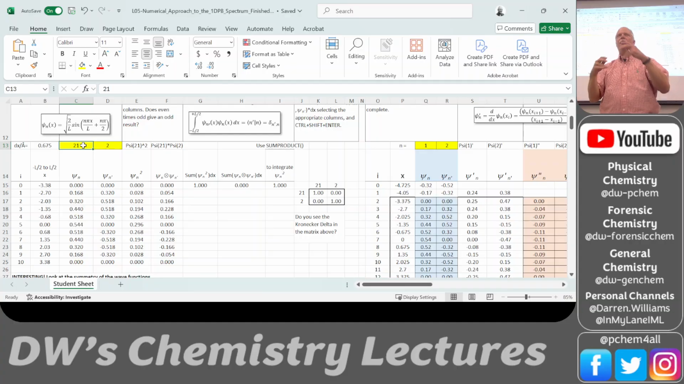Y'all are going to be doing a pretty high resolution, 100 data points in your box. Your box is going to be 100, not 10. And you're going to go up to 15 quantum states.